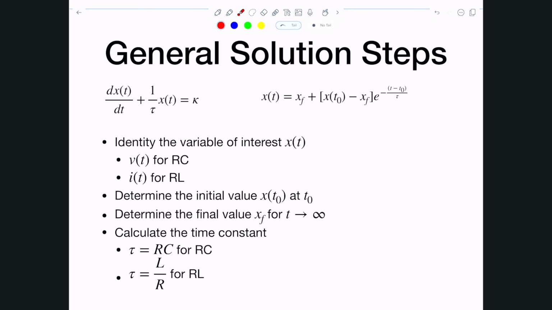And lastly, we need to figure out the time constant tau. We know for RC circuits it's RC, and for RL circuits it's L divided by R. This R in here might be R Thevenin, so you might have to find the Thevenin equivalent resistance in order to figure out what tau is. Then you go ahead and substitute in here, and you will have the general solution for whatever first order circuit you have.